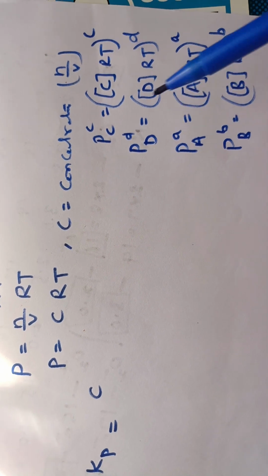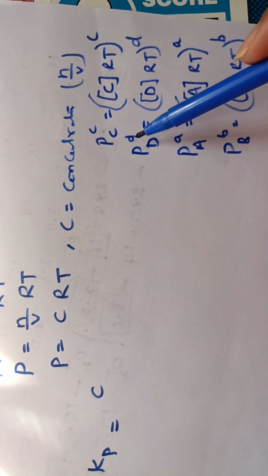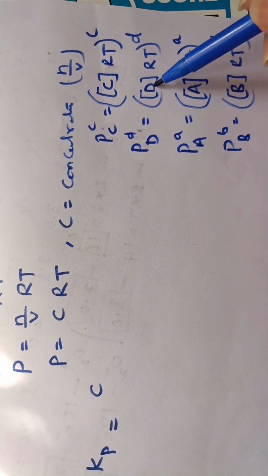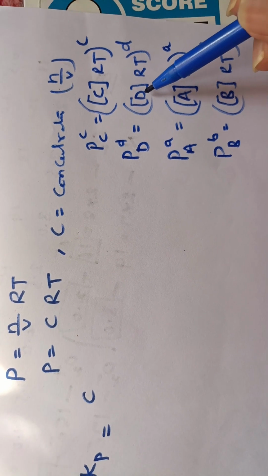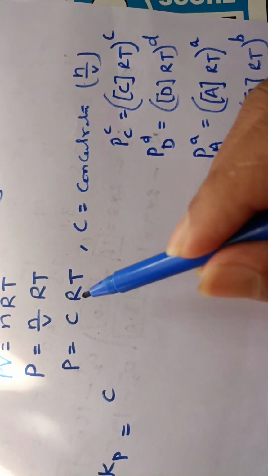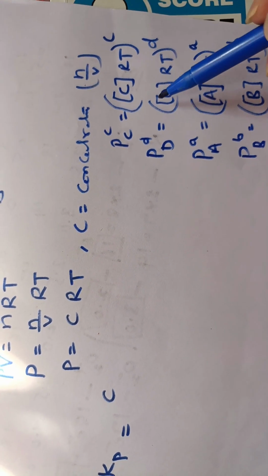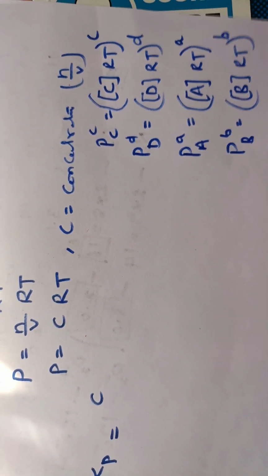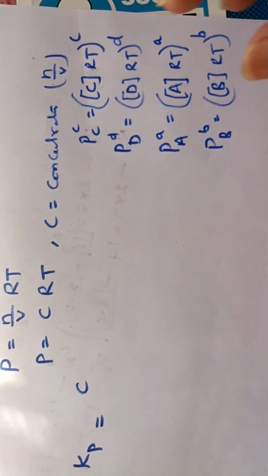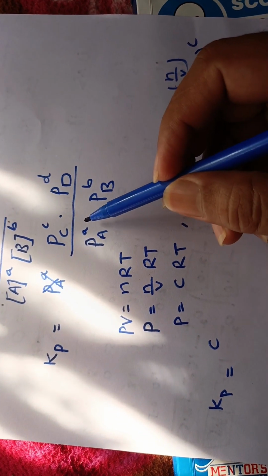Okay, like that. This is the reactant D pressure with power d. So for reactant D concentration, you write square brackets for D, this is the concentration of the D reactant. So concentration [D] and RT with power d, so you have to write power d. Like that, PA and PB also I have written here. Now these values substitute in this equation.